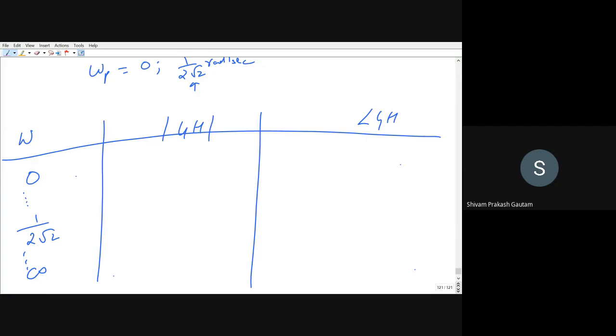So what is an intermediate point between 0 and 2 root 2? I can consider 1 by 4. And I can also consider 1 by under root of 2. Just to be sure in which direction our polar plot will move, right? So substitute omega is equal to 0 first, in magnitude.